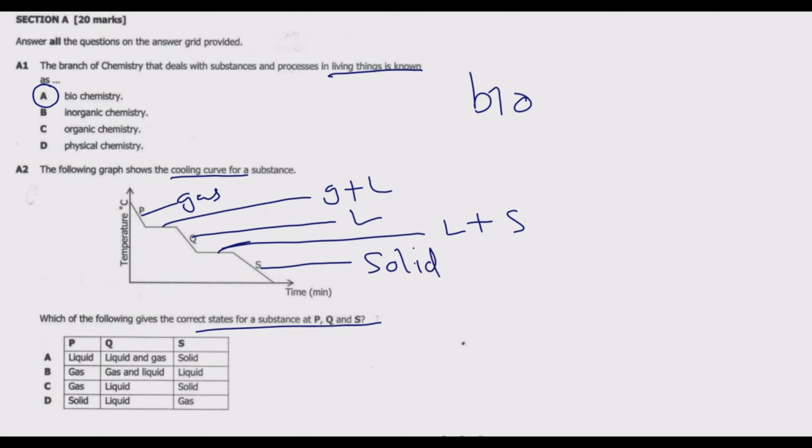So now if you look at identifying what is P, at P this is gas. So anything with liquid and solid, A and D are out. Then we go to Q. Q is liquid. So we need to look for gas, liquid, which is C. Then B is out. Then S is solid. So notice that C is the correct answer.